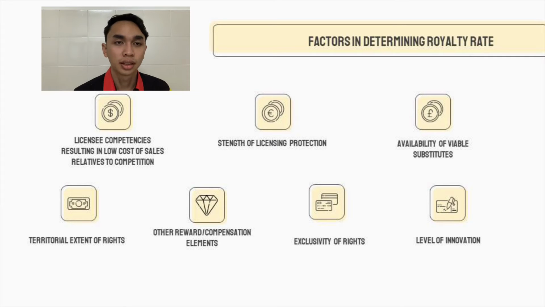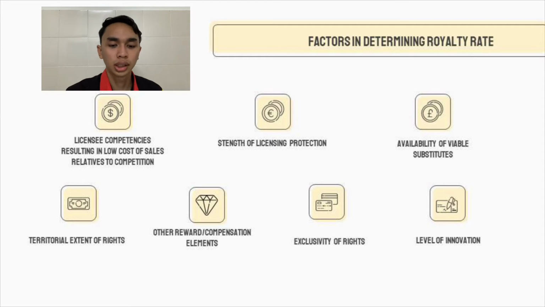The second one is the strength of licensing protection. It means that the royalty rates will be determined by how much protection the licensee can give to the licensor's products. The next one is the availability of viable substitutes. It means that when product substitutes are available, it will change the royalty rates.